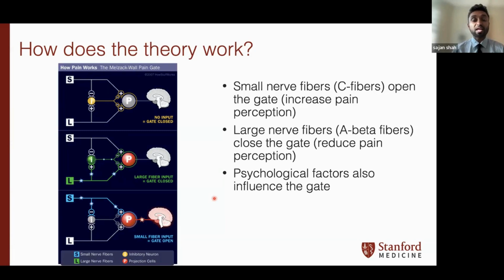Large fibers called A beta fibers carry touch and vibration signals that help close the gate. This is why massaging or applying pressure to an injury can reduce pain. But the gate isn't controlled by physical input alone. Psychological factors like stress, anxiety, and attention also play a role, and we'll talk about this further. If you focus on pain, the gate opens wider, making it worse. If you distract yourself, for example, the gate may close slightly, reducing the pain you feel.